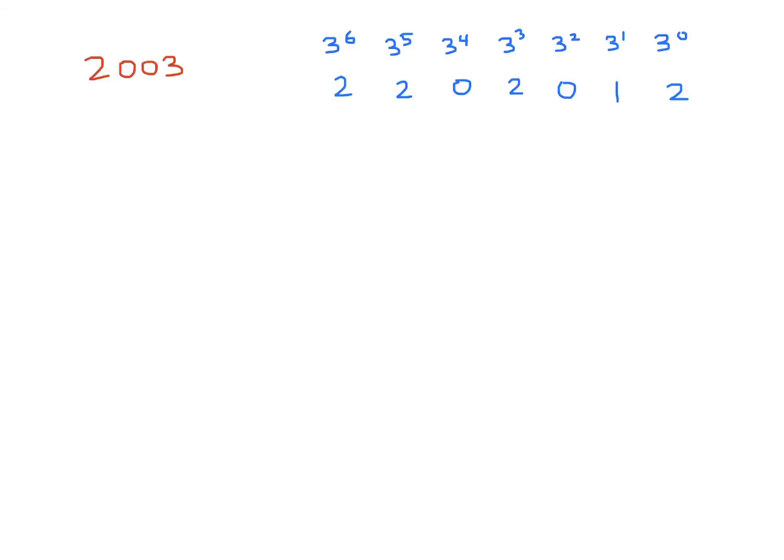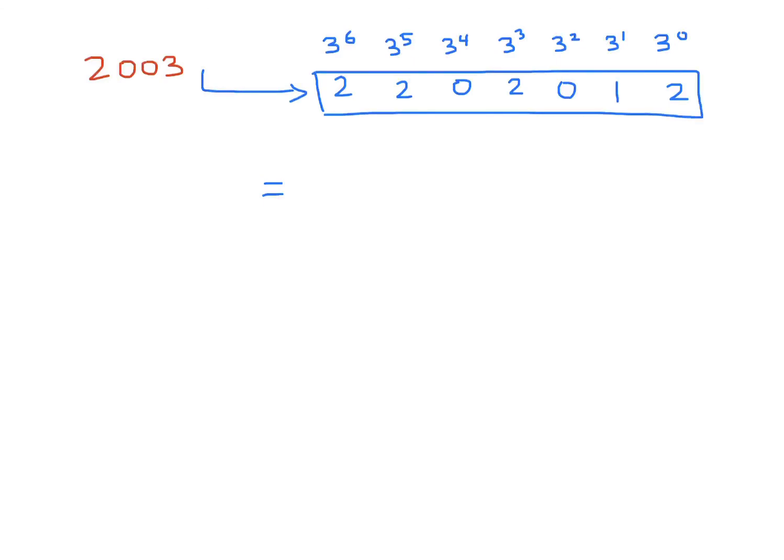But let's verify just in case you're not convinced. It also helps us understand what is ternary. Basically, 2003 written in ternary is this number right here, 2202012. But what does that mean? It means 2 times 3 to the power of 6 plus 2 times 3 to the power of 5 plus 0, so don't include that, plus 2 times 3 to the power of 3 plus 0, don't include that, plus 1 times 3 to the power of 1 plus 2 times 3 to the power of 0, like this.